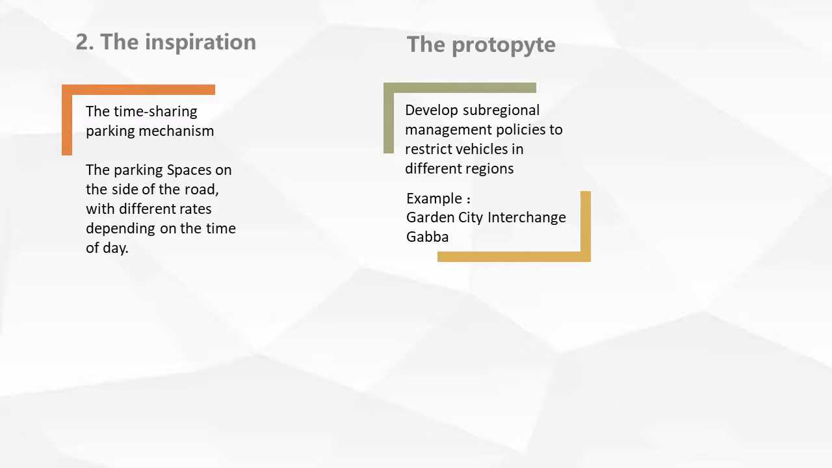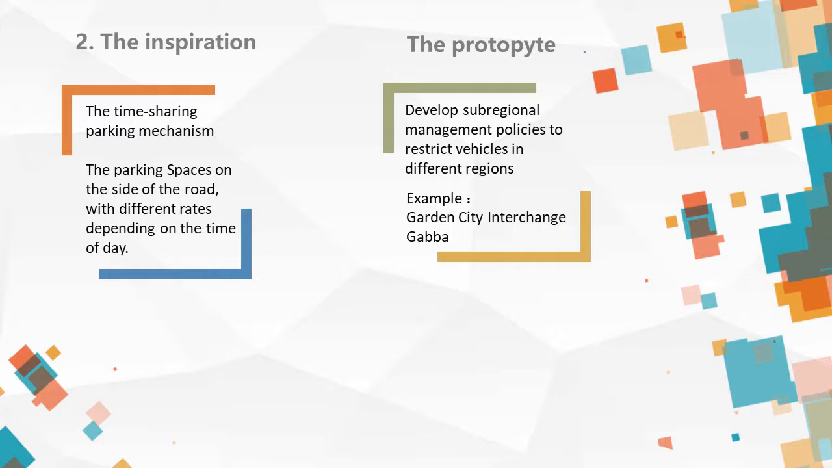The second one is to develop sub-regional management policies to restrict vehicles in different regions. For example, in the parking lot of Garden City Interchange, only vehicles from Sunnybank are accepted after 9 a.m. each day. The park-in-ride near Gaba will only accept vehicles from the area of Kevin Grove during the specific period.